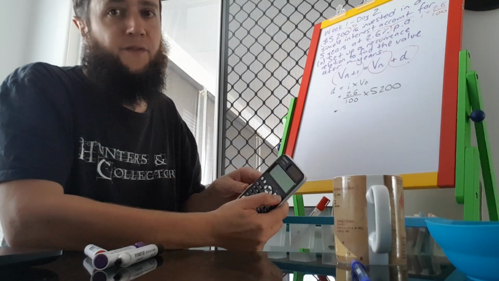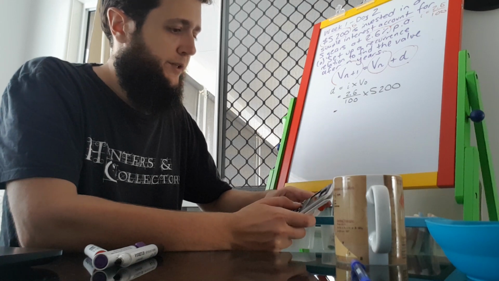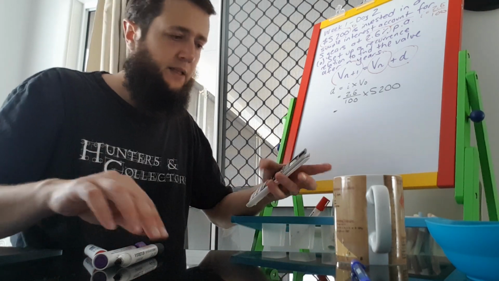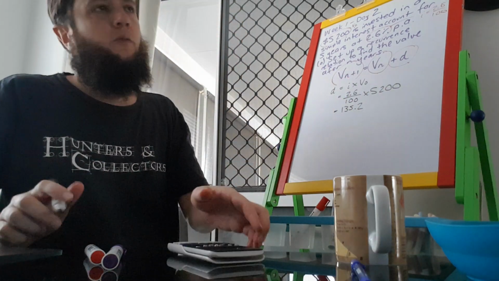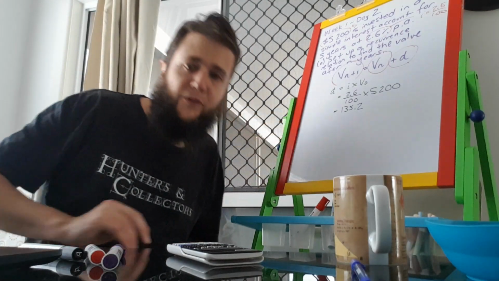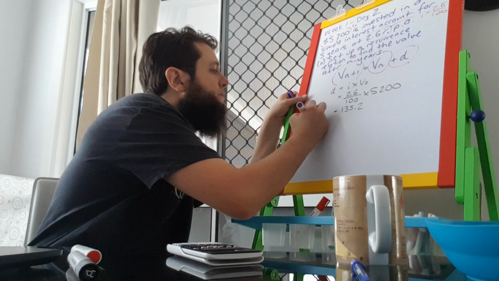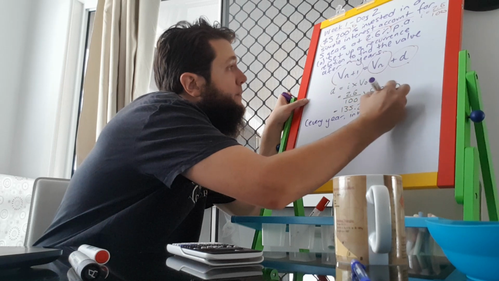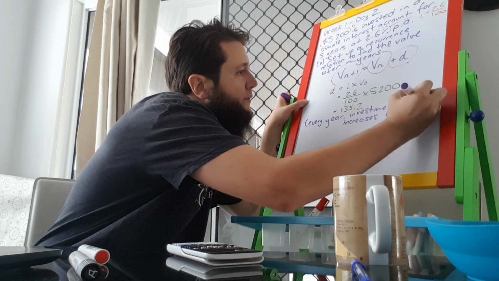What do we need now? A beautiful, beautiful Casio scientific calculator. I've got 100 times 5,200, and it gives us 135.2. What that means is the value of this investment each year is going up by that amount. Right, so every year the investment increases by $135.20.